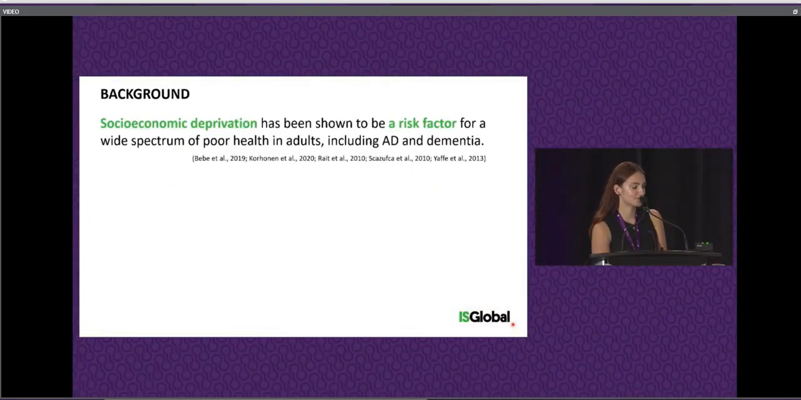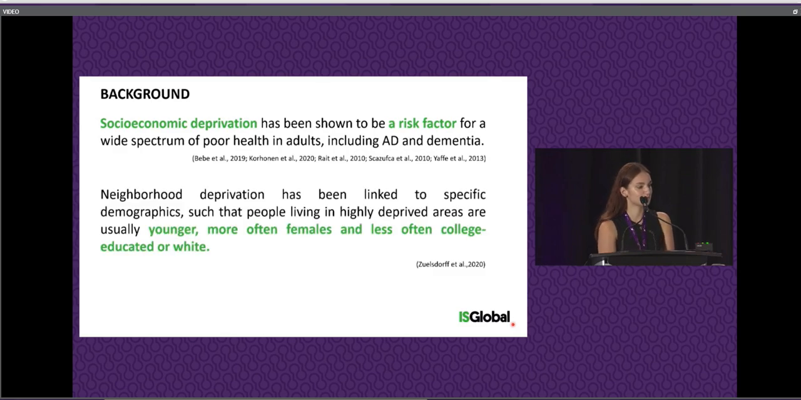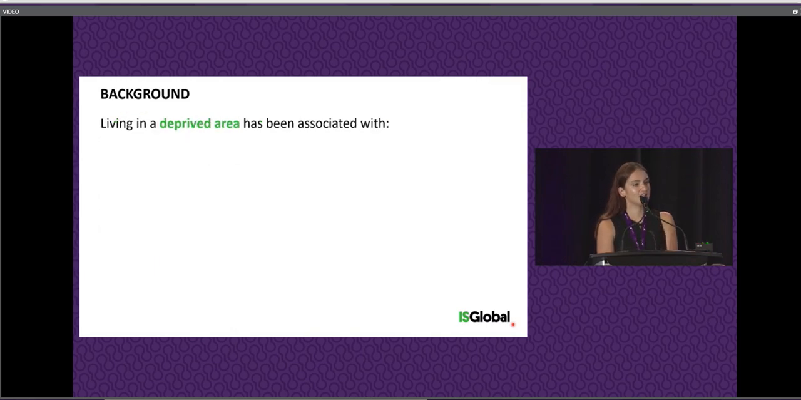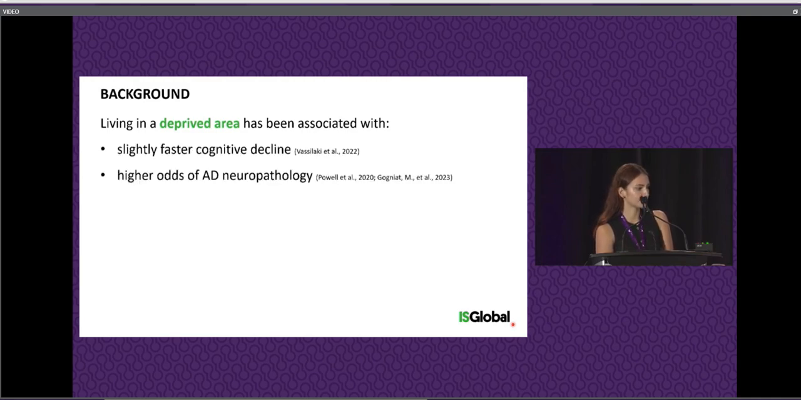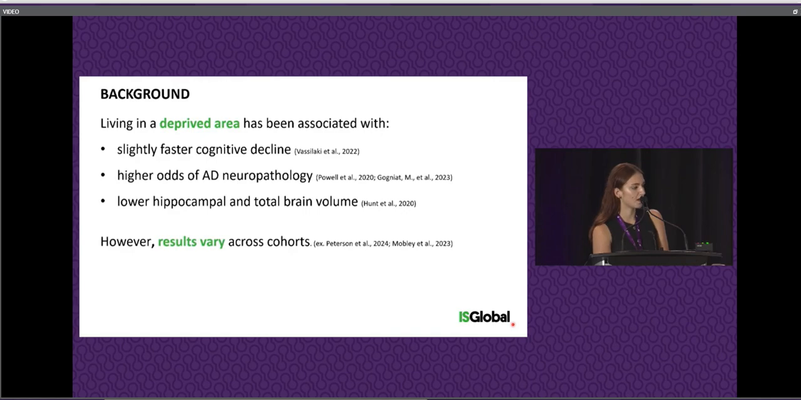Socioeconomic deprivation has been shown to be a risk factor for a wide spectrum of poor health in adults, including in AD and dementia. Neighborhood deprivation has been linked to specific demographics, such that people living in highly deprived areas are usually younger, more often females, and less often college-educated or white. Living in a deprived area has been associated with slightly faster cognitive decline, higher odds of AD neuropathology, and in a very few studies, lower hippocampal and total brain volume. However, results often vary across cohorts.